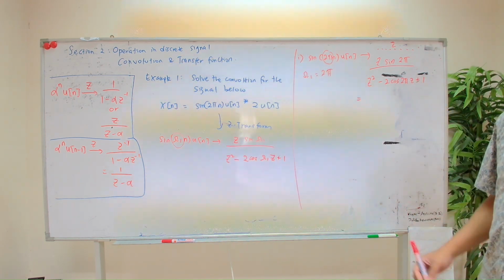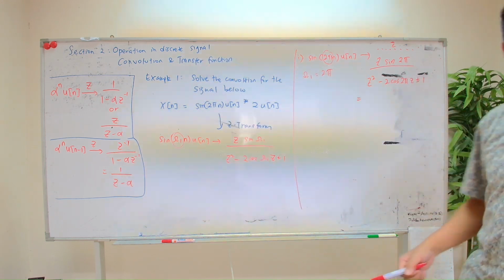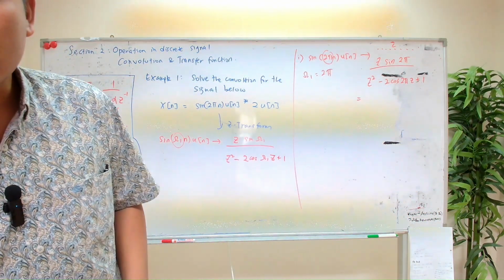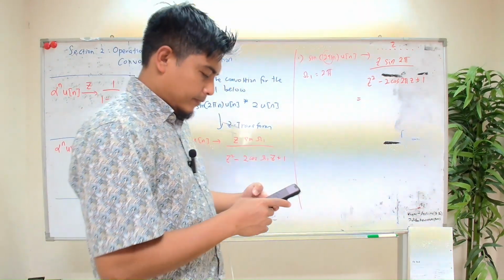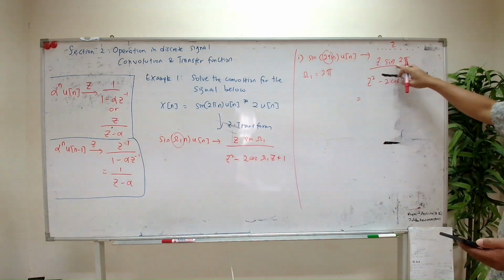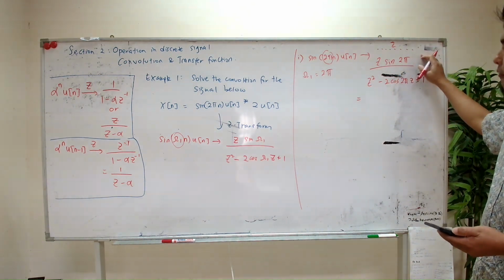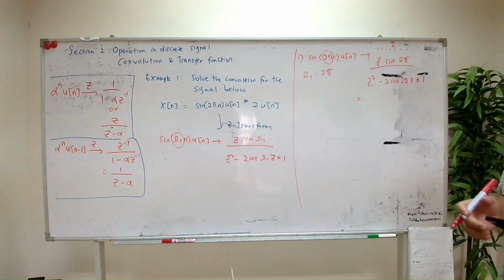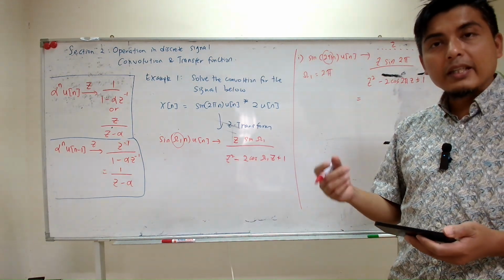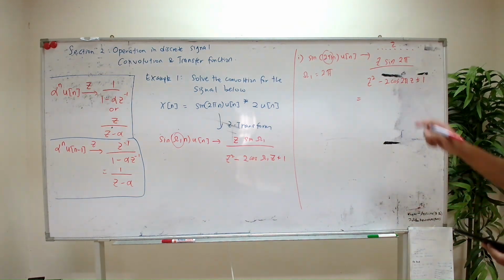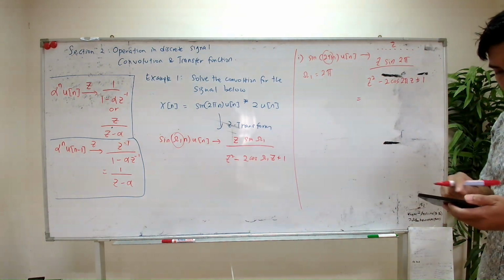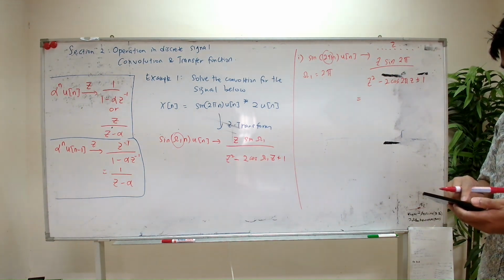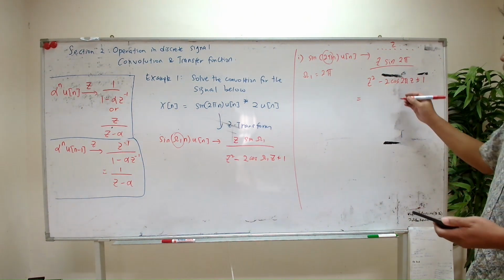If you use your calculator, sin(2π), what do you get? You can use your calculator to get the value. Since this is in 2π, it means that you need to set your calculator in radian. So what is the value of sin(2π)? Sin(2π) equals 0.